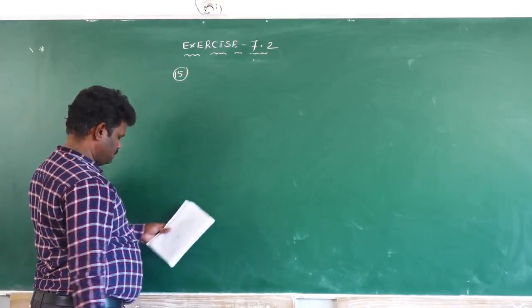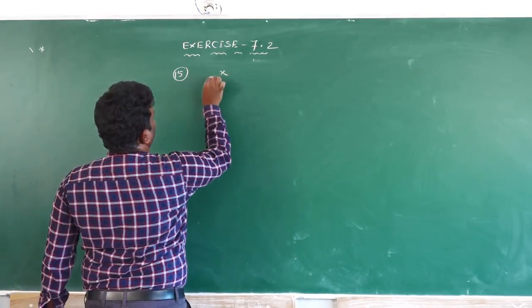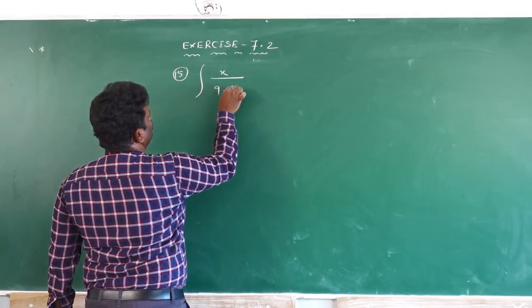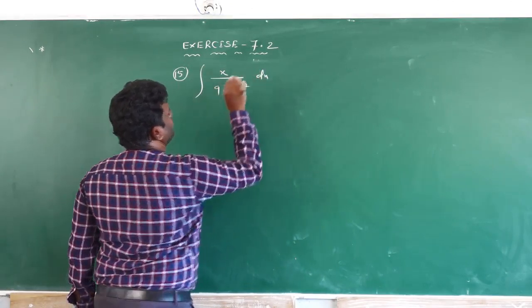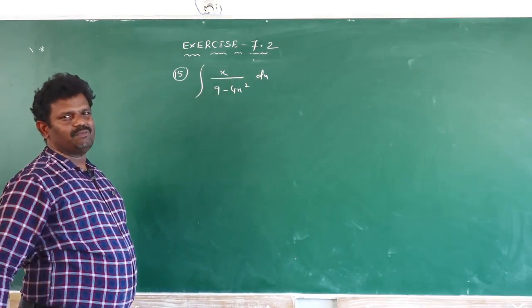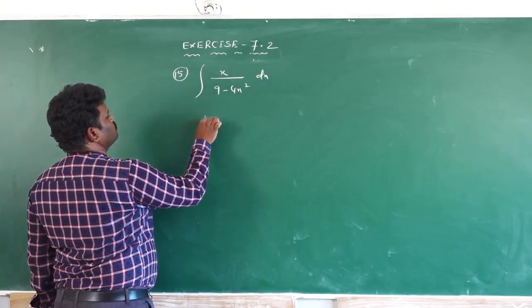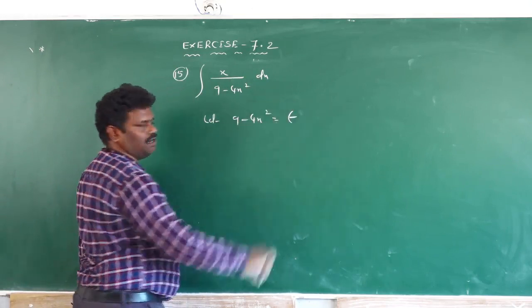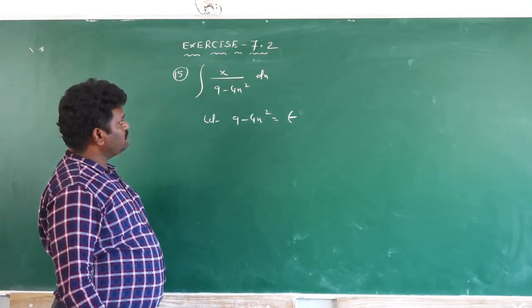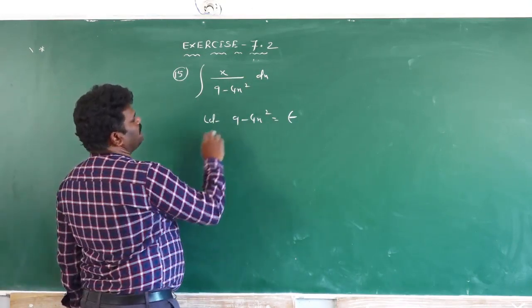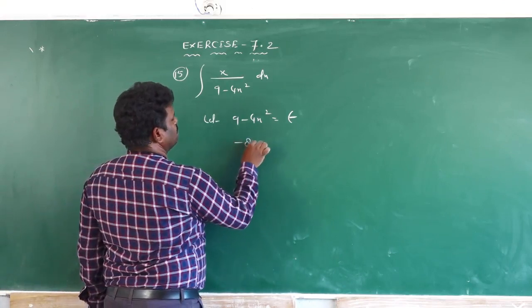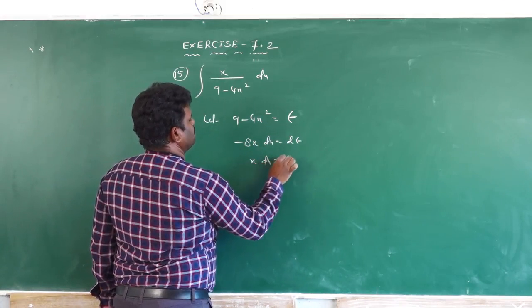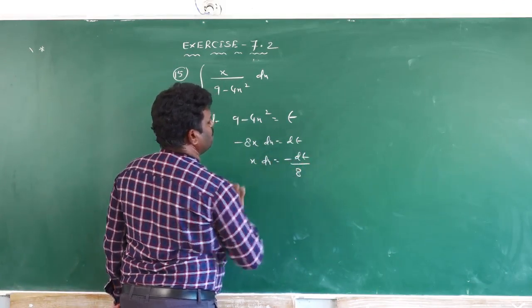15th one: integral x by 9 minus 4x square dx. This one is also a simple question. First we take the substitution: let 9 minus 4x square be equal to t. Now what is the derivative? 0 minus 8x dx is equal to dt, so x dx is equal to minus dt by 8.